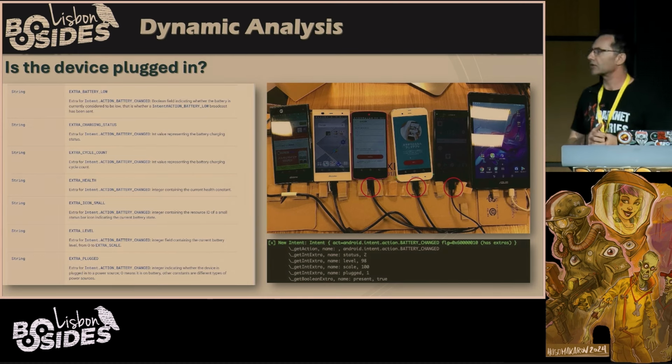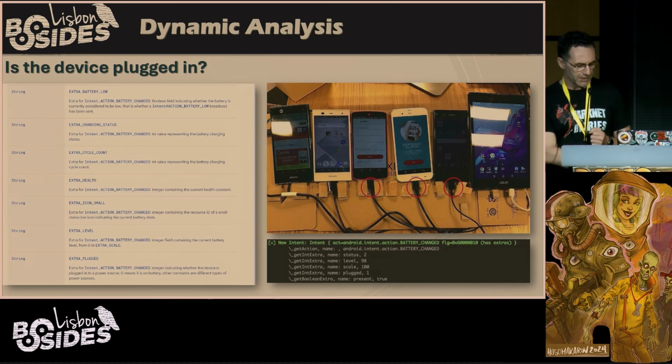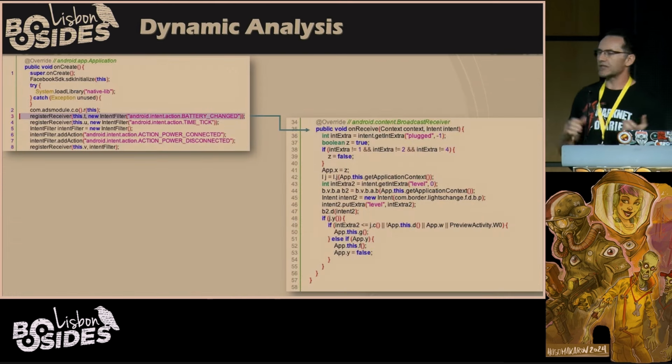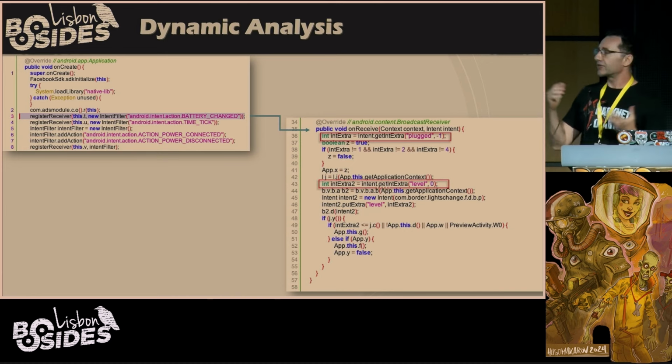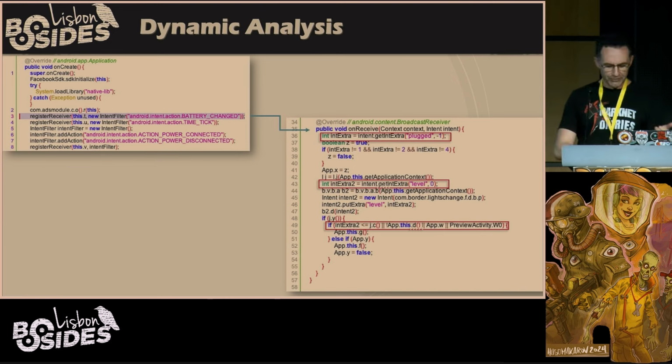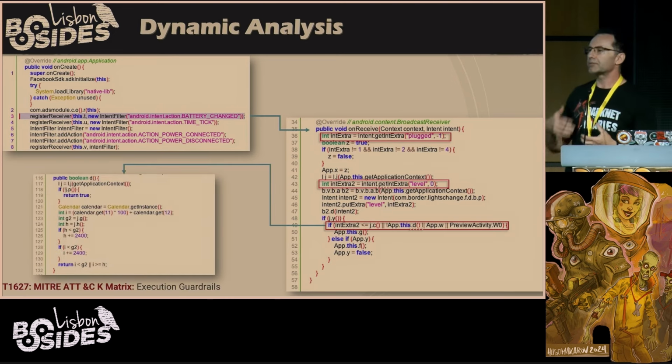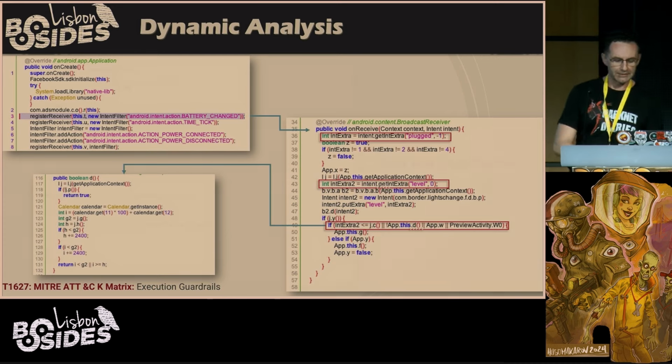It has actually a lot of useful info there. So what they do in the specific case is just register a broadcast receiver, which listens for this kind of broadcast, this kind of intents. So they get the intent, they check if the device is plugged, they check the battery level, combine it with other types of info in order to be more, let's say, precise, and do all that before they expose, as I said before, some kind of malicious behavior.